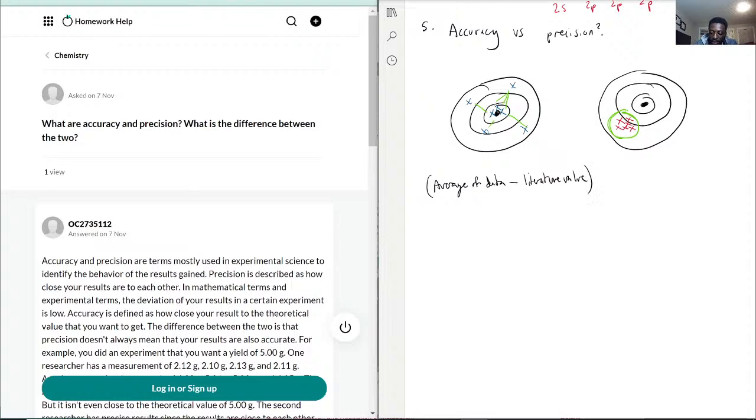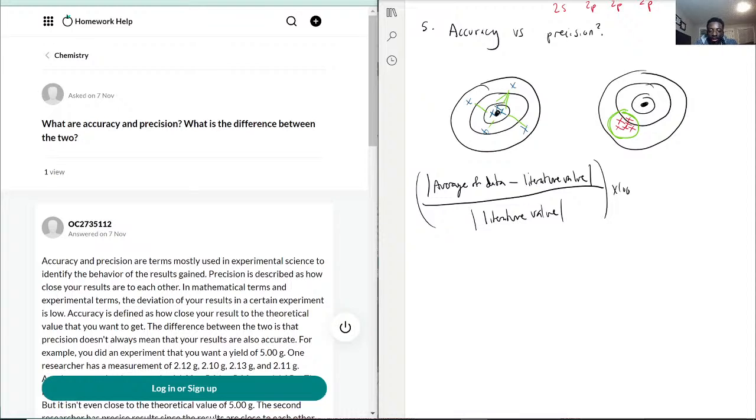You want the absolute value of it because you don't really care about directionality, divided by the literature value, because it tells you the magnitude of how far you're off. Then all this times 100 to get a percentage. This is usually the equation you use to calculate accuracy.